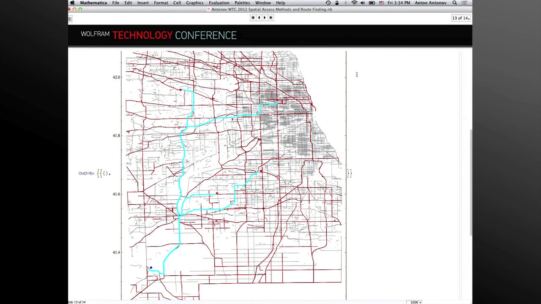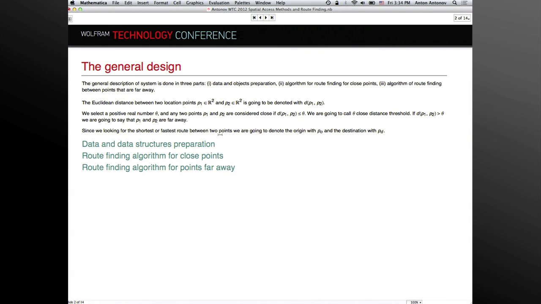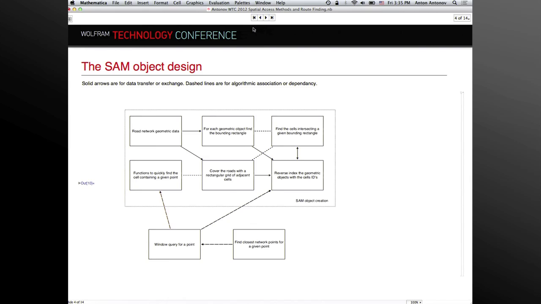So let me start from the very beginning. I'm going to explain some of the data structures involved, and as I said, the algorithm is basically split in two parts: finding routes through a coarse network and finding paths through limited, smaller, localized graphs. And the spatial access method, I already kind of gave an introduction. A very important part of this, as I said, is the spatial access method.